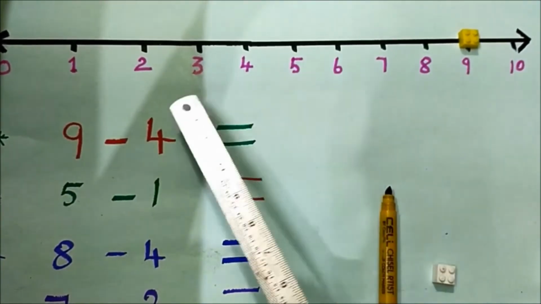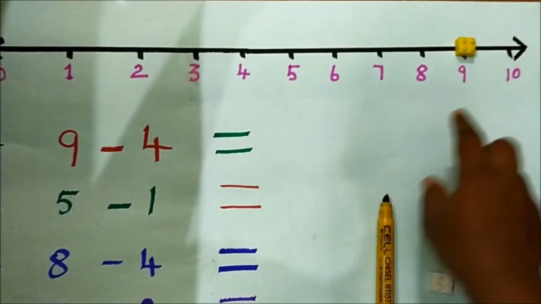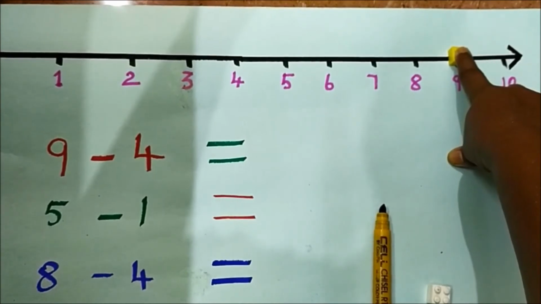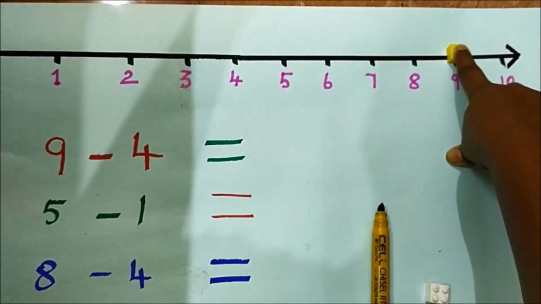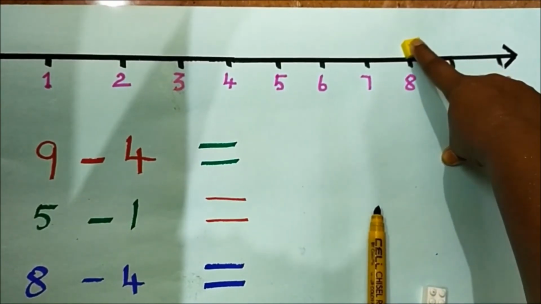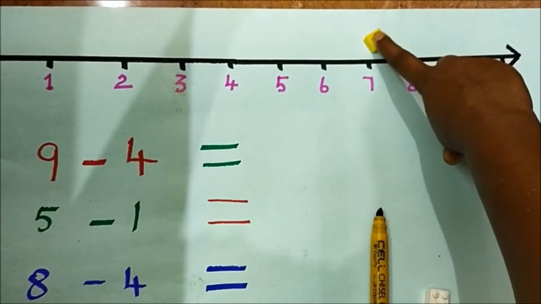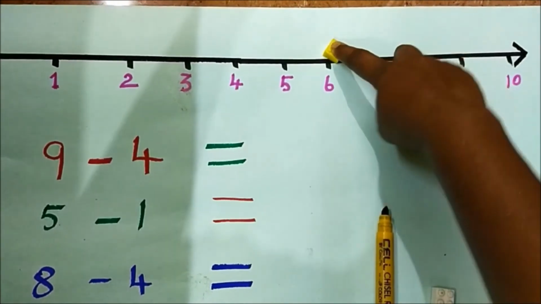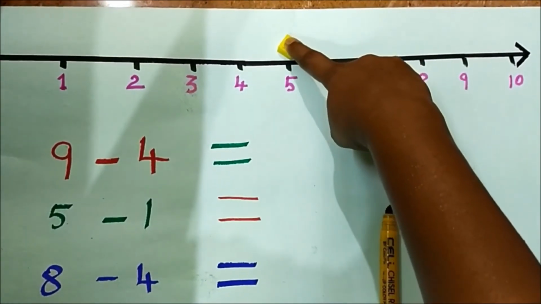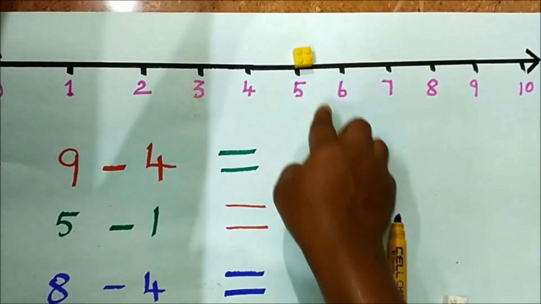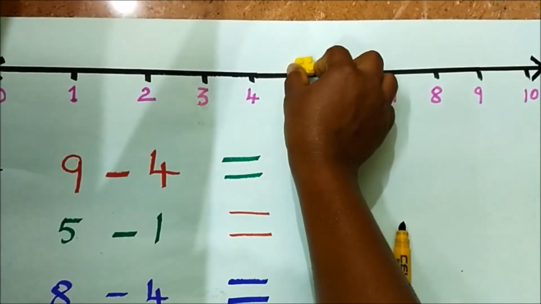So using the number line we can see. Which is the biggest number? 9. From here we have to take 4, so I'm going to move backward 4 steps. From 9 to 8, 1. Then 8 to 7, 2. Then 7 to 6, 3. 6 to 5, 4. So 4 moves I have moved. What have I got? 5.